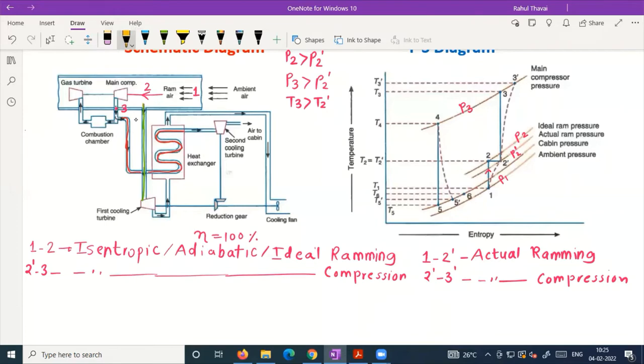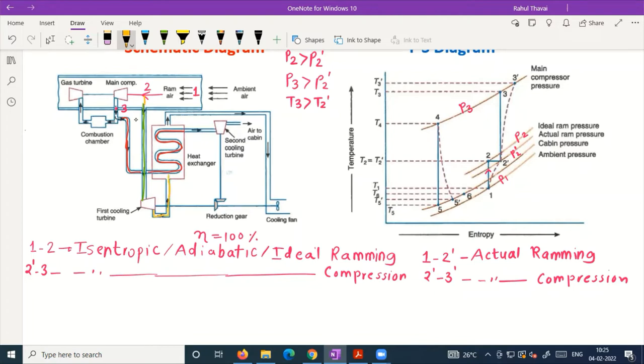So when you talk about the temperature at T2 and the temperature available at the exit of the turbine, obviously at this point you will get a temperature less than T2, because this is nothing but T2. Here, from where the air is coming, this rammed air is expanded in a turbine. As a result, its temperature further decreases, and then that air is supplied to the heat exchanger.